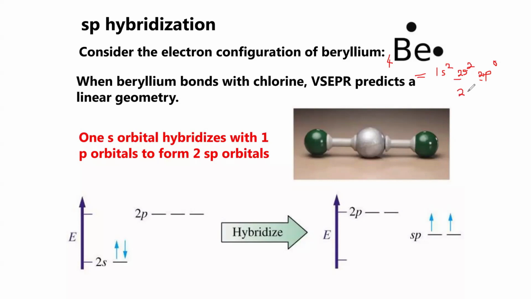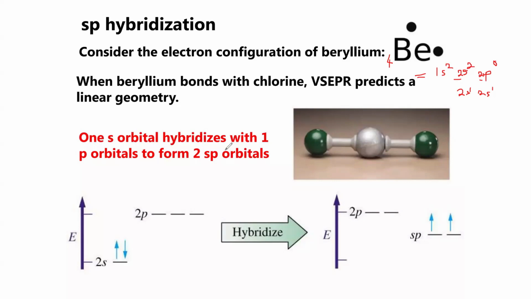Then at the end, we are going to have 2s1 in the excited state, and then 2p1, meaning that there are two available bonding sites. It means that 2 atoms can be bound together. So when beryllium bonds with chlorine, according to valence shell electron pair repulsion theory, it predicts a linear geometry. So it is linear geometry.